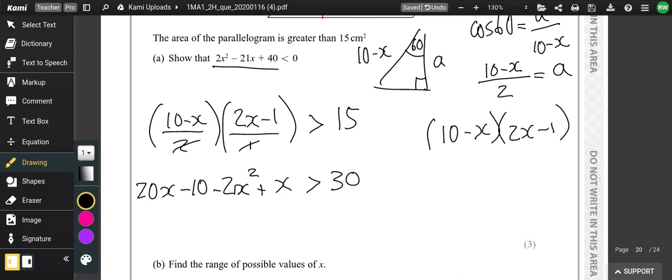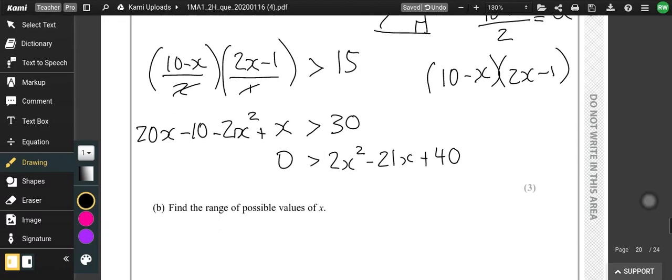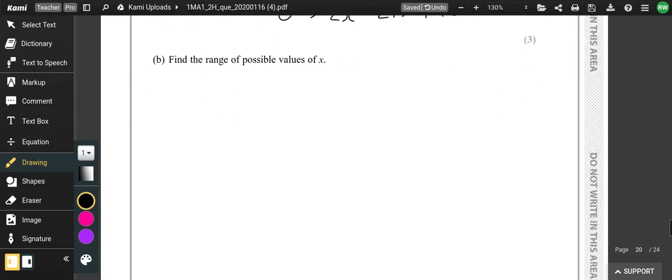So we're going to rearrange this. Take the 2x squared over the other side and we get 2x squared. 20x plus x is 21x, but I take it over the other side to get minus 21x. And minus 10 over the other side becomes plus 10 to give me plus 40. And the sign is that way round. So if you want to, you can rearrange that to make it look exactly like the one over there, but that's the same thing. Find the range of possible values of x.